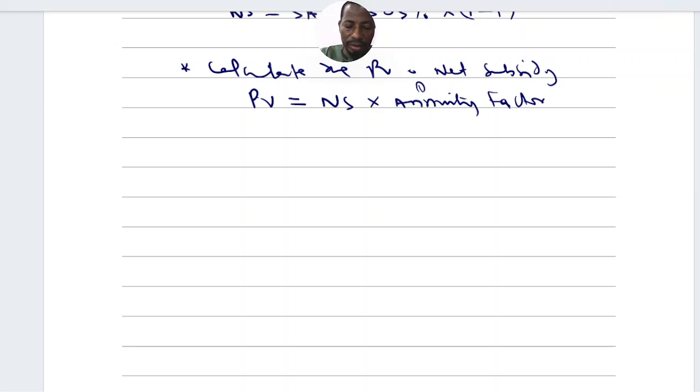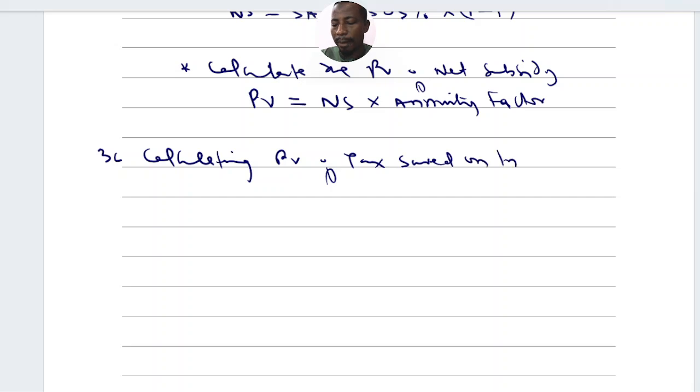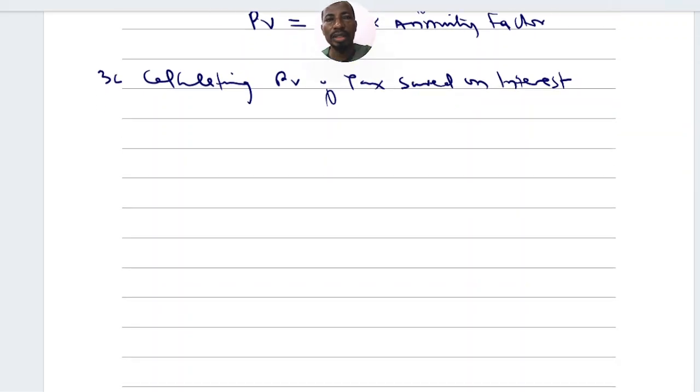So this is 3C. Calculating PV of tax saved on interest. To do this, there are 3 procedures you are expected to carry out. The first step is to calculate or determine all interest elements, accumulate all interest elements.